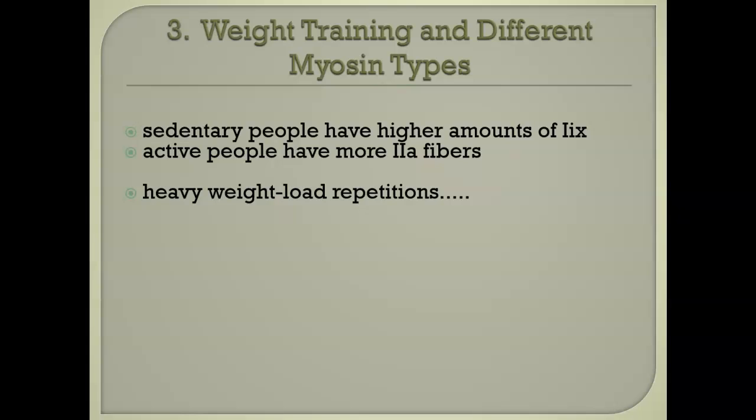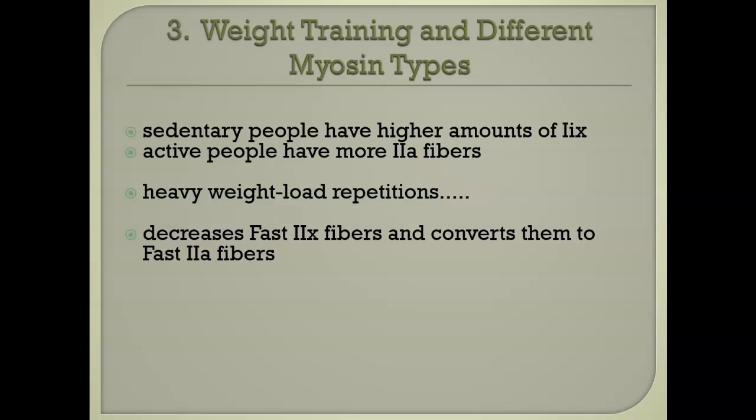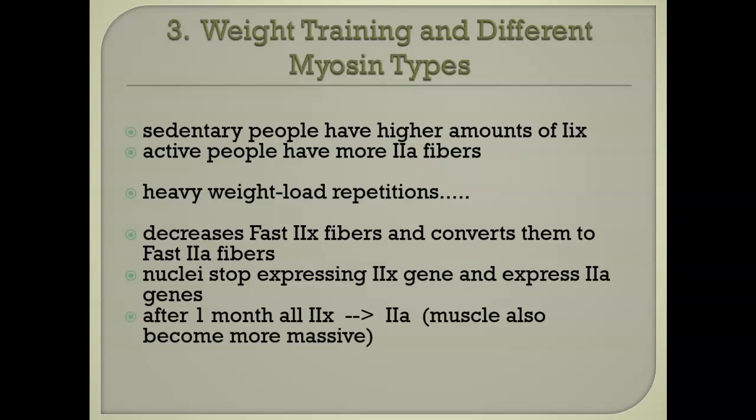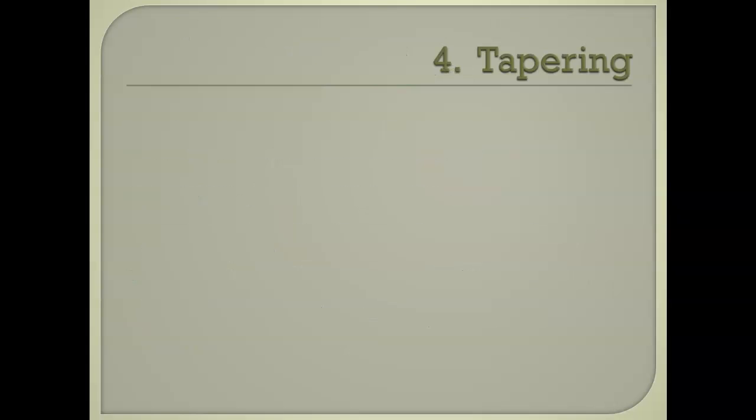So how do you get these types to change? Well, by doing heavy weight loads and repetitions of heavy weight loads, you can actually get the 2X to stop being expressed and the 2A to be expressed. That's what's happening right there. By the heavy weight load repetitions, by demanding it to work like that, you actually can affect which protein is being expressed in the nuclei. So you work out heavily for a month, and you can get that conversion. And you get a little bit bigger muscle too.